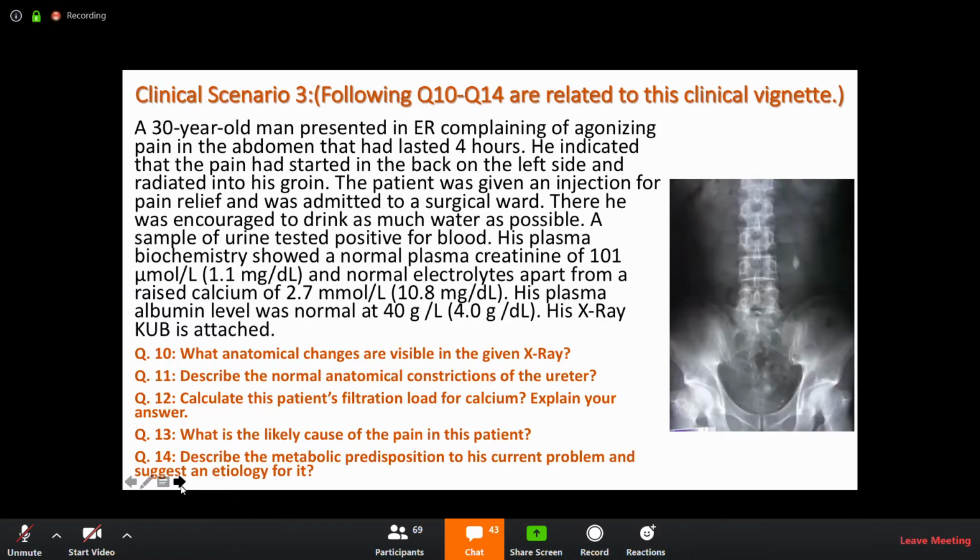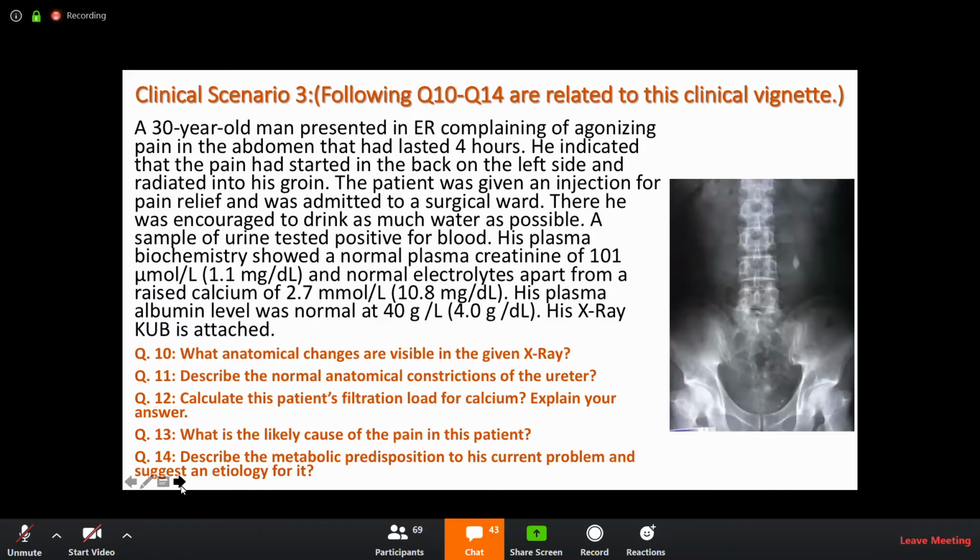Okay, it says calculate this patient's filtration load for calcium. The formula for filtration load would be glomerular filtration rate multiplied by the plasma concentration of the particular substance you want to calculate, in this case, calcium. So his calcium is 10.8 milligrams per deciliter, multiplied by glomerular filtration rate. How do we get glomerular filtration rate now?